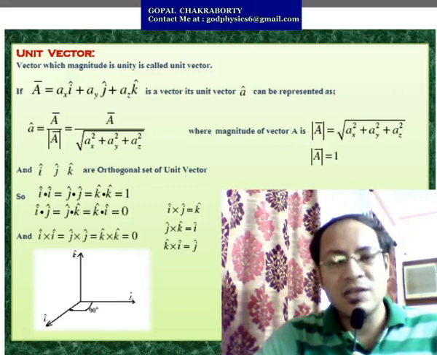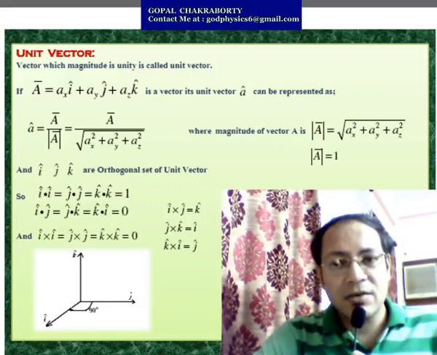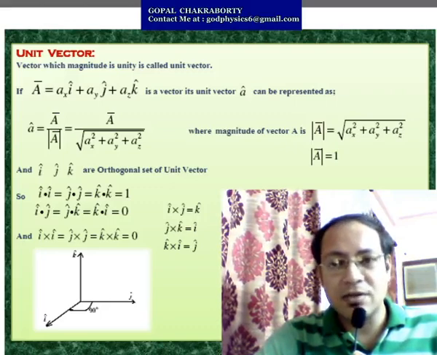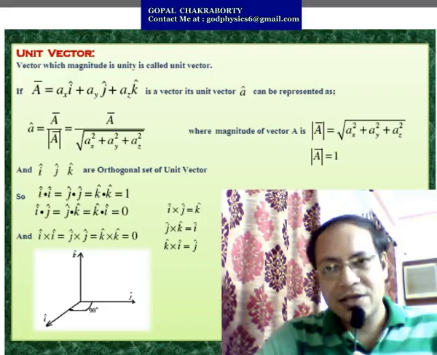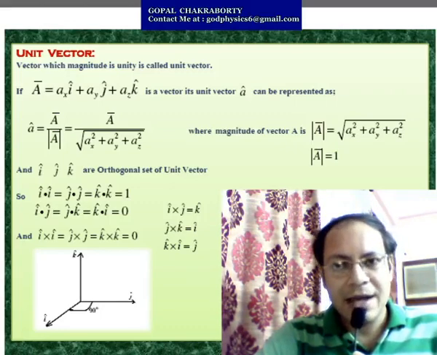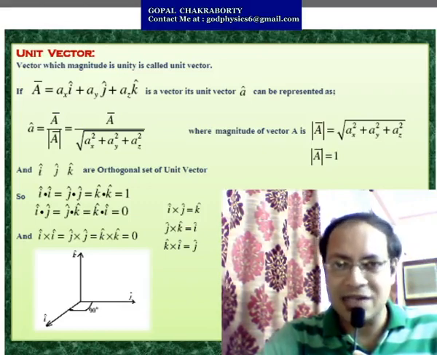Similarly, the cross product I will discuss later. i cross i, j cross j, k cross k value is equal to 0, and i cross j will give you k, j cross k will give you i, and k cross i will give you j. So these are the properties of the orthogonal set of unit vectors i, j and k.